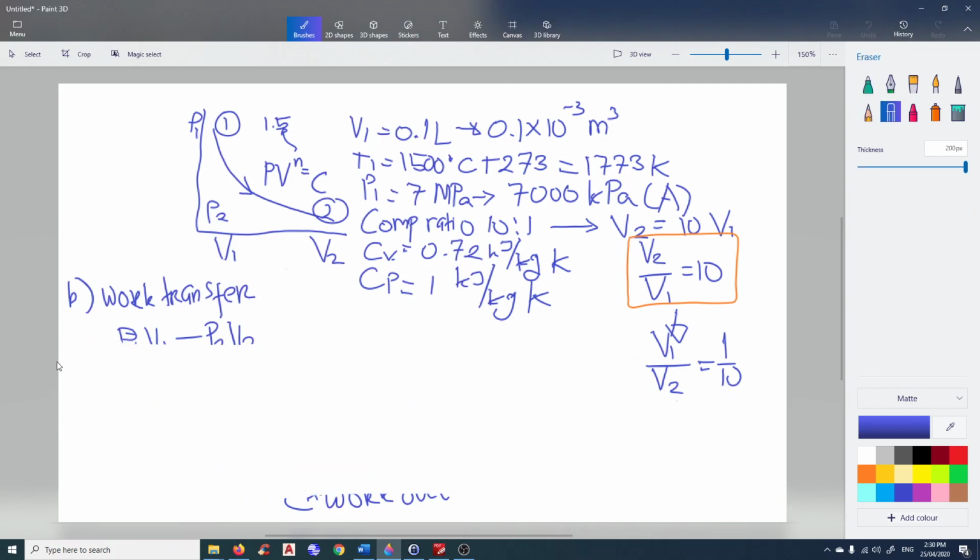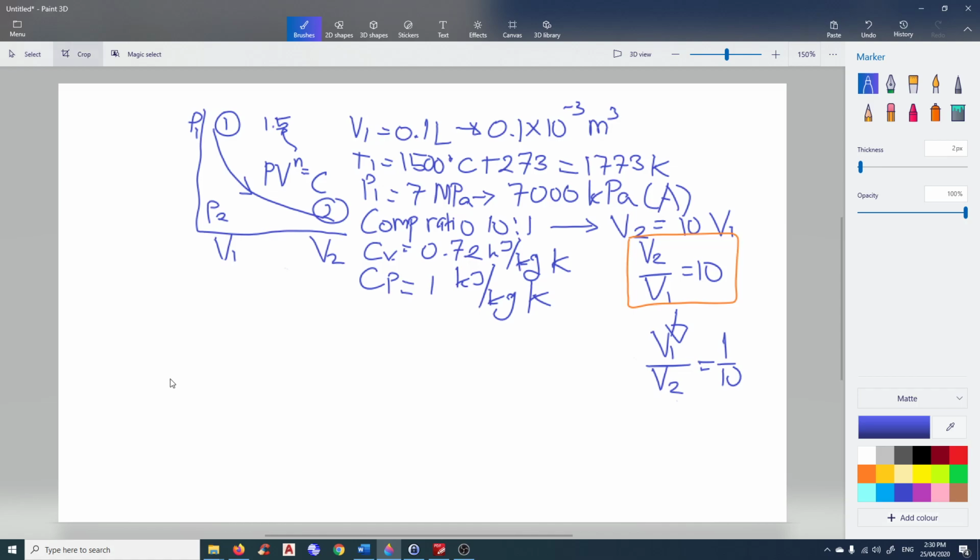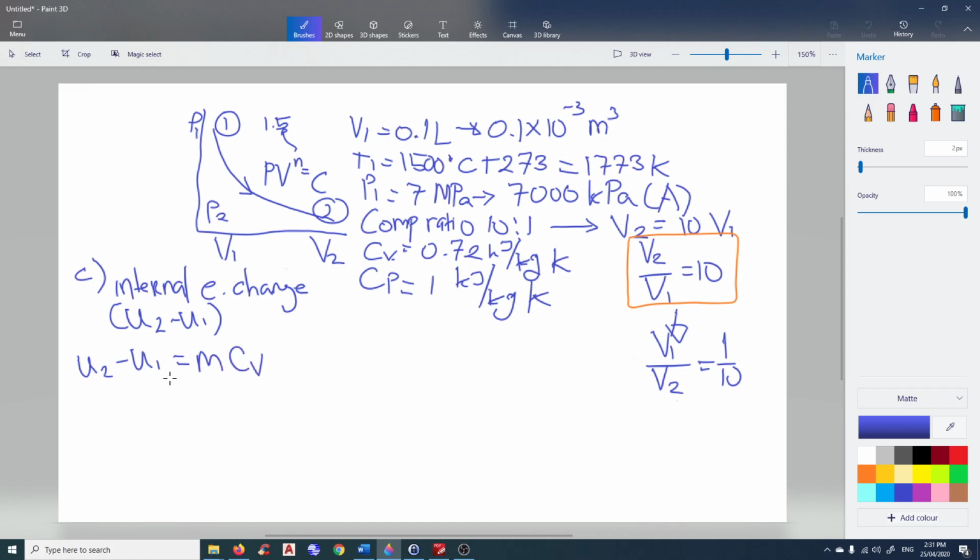Delete my board again. So for C, internal energy change, is U2 minus U1. The formula is U2 minus U1 equal to mCV times T2 minus T1.